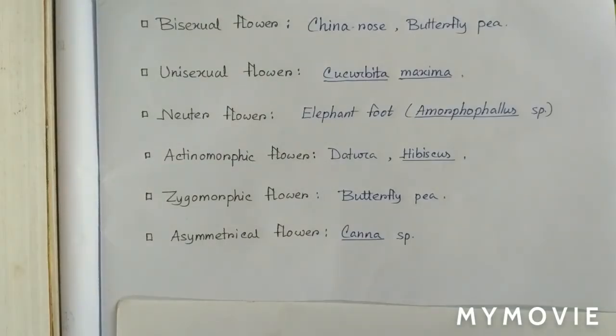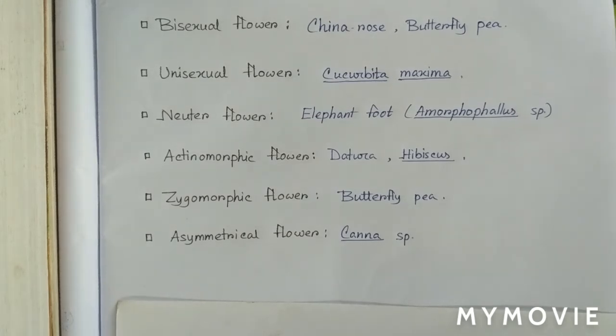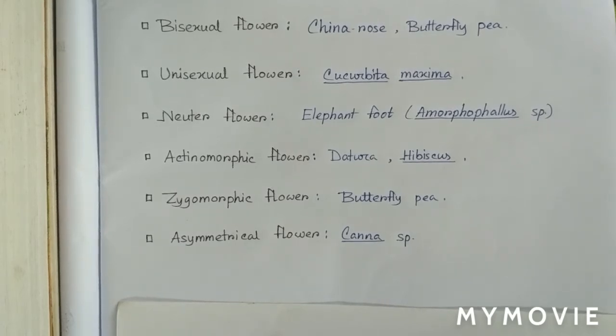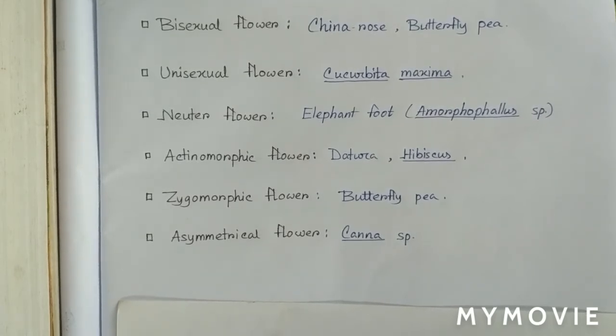Now, bisexual flower. What is a bisexual flower? Bisexual flower means presence of both male and female reproductive organs. That is, androecium and gynoecium both are present. It's also a type of complete flower. So the examples are the same, China rose and butterfly pea. Unisexual flower means either male reproductive organ or female reproductive organ is present. They are not present at the same time. Example, Cucurbita maxima, because they are also a type of incomplete flower.